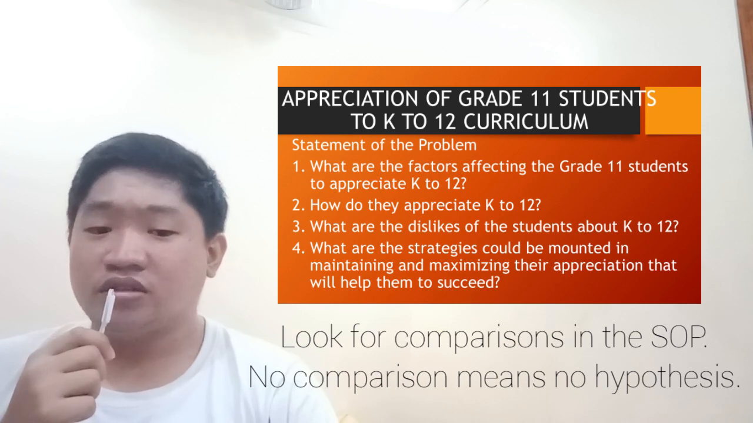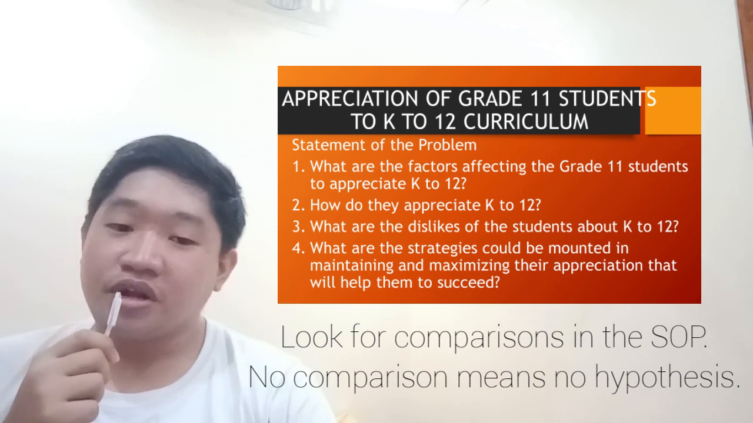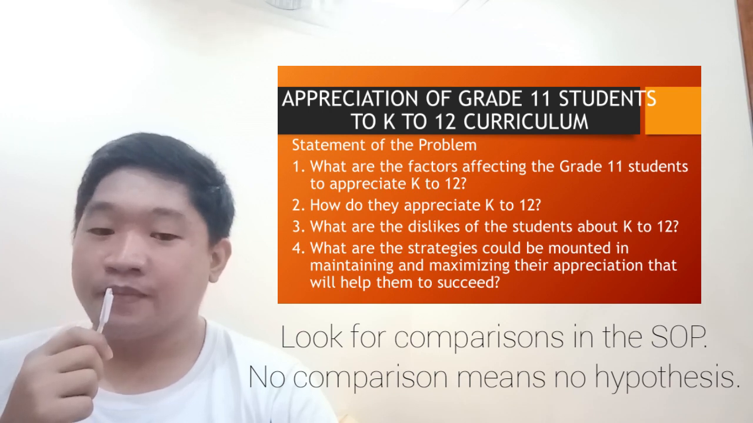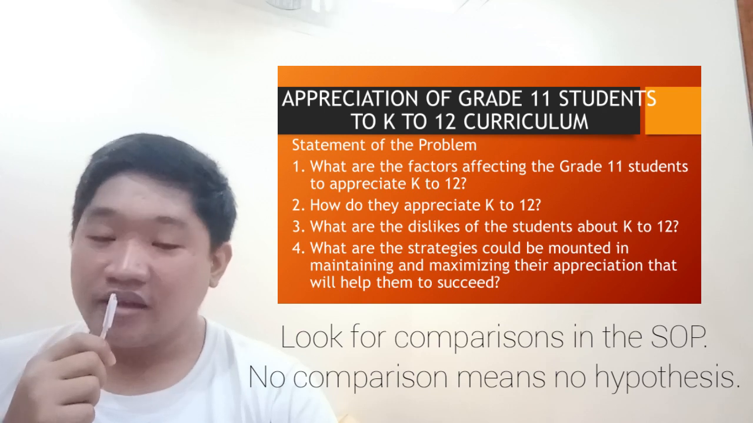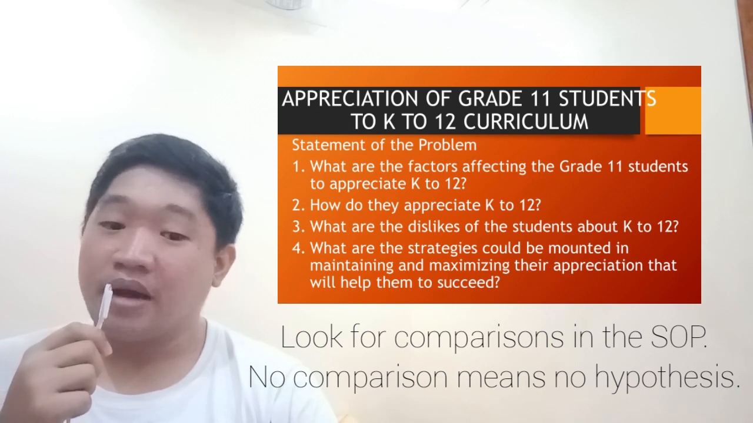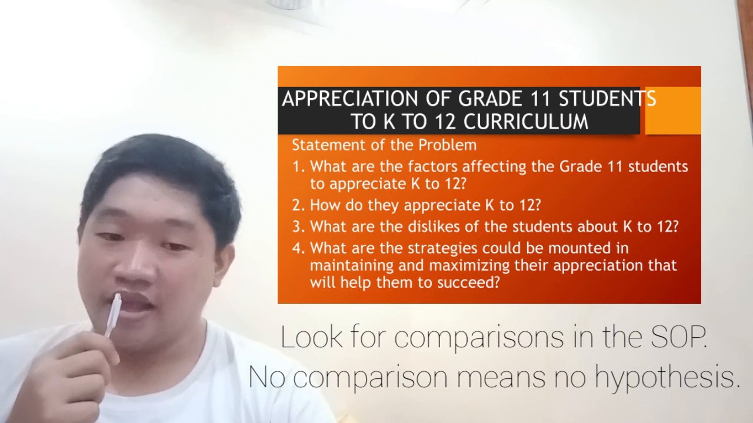For number two, we are asked to describe how do they appreciate K to 12. Definitely for question number two, there's no such comparison that is needed in here. For number three, what are the dislikes of the students about K to 12? Once we have already identified and explained these dislikes, we are sure and confident that there is no comparison going on here. So for question number three, then again, hypothesis testing is not needed.